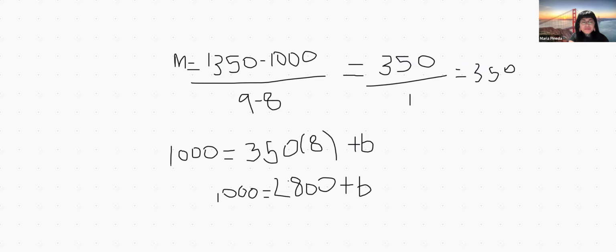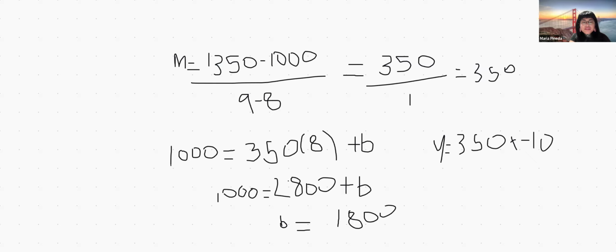After doing that, you're just gonna want to subtract both of these, and b equals negative 1800, and the equation for this would be y equals 350x minus 1800.